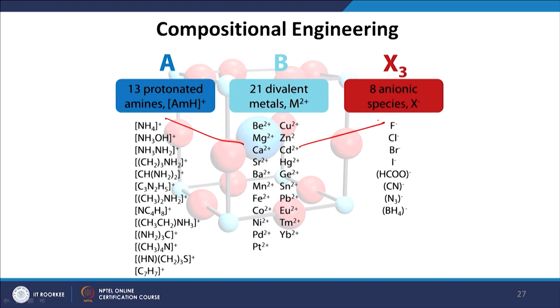So, this chart we can use as a master chart while fabricating the perovskite, but we also have to calculate the tolerance factor to make sure that the value of T is between 0.7 and 1, so that it is a 3D perovskite. If T is greater than 1, then it will be a 2D perovskite.